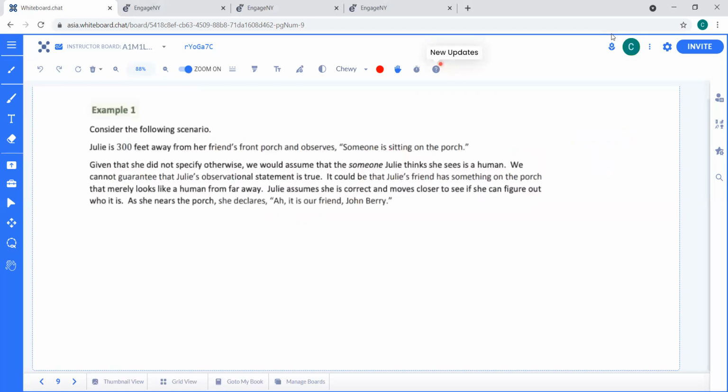Consider the following scenario. Julie is 300 feet away from her friend's front porch and observes someone is sitting on the porch. Given that she did not specify otherwise, we would assume that someone Julie thinks she sees is a human. We cannot guarantee that Julie's observational statement is true. It could be that Julie's friend has something on the porch that merely looks like a human from far away. Julie assumes she is correct and moves closer to see if she can figure out who it is. As she nears the porch, she declares, "Oh, it's our friend, John Barry."